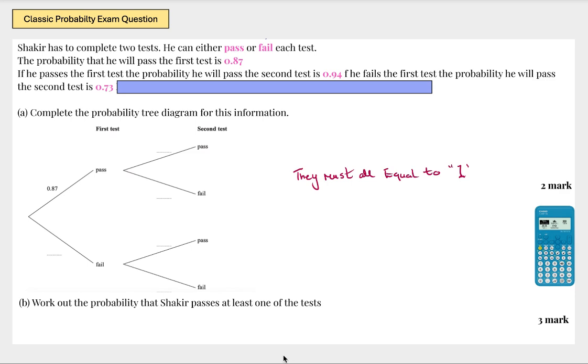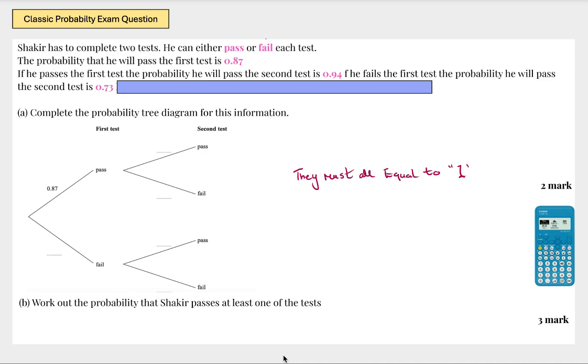So this is a classic probability exam question. It will be seen on a higher paper and possibly towards the end of the back of a foundation paper. Either way, have a go at it, see how you get on.